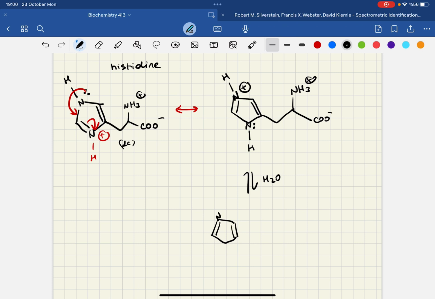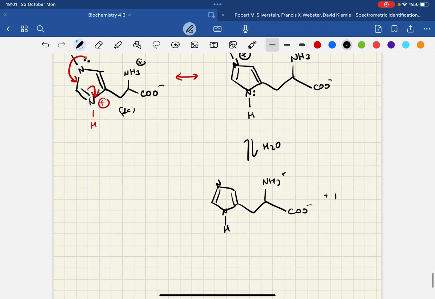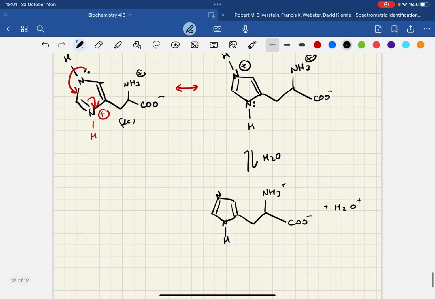Here we have this, and then we have the following. And this is our result. Plus we have, of course, hydronium ion. And the pKa of this is 6.10. Why so?